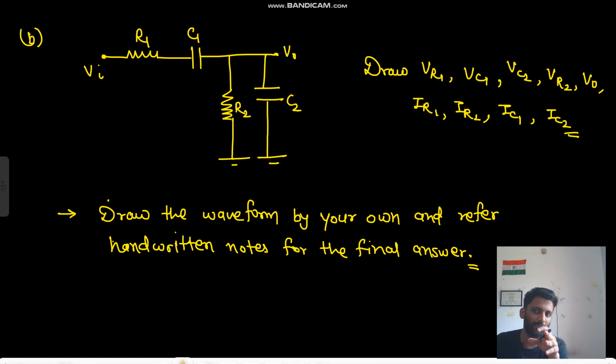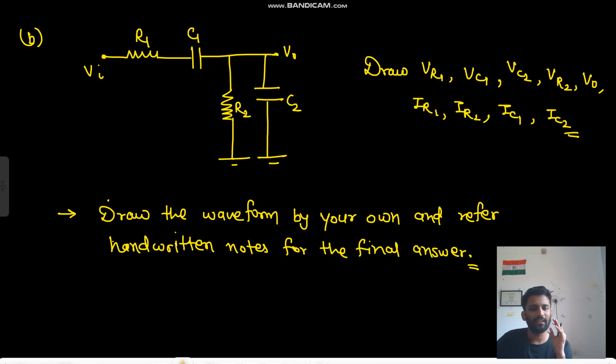Initially the current IR1 is 5 by R1 and IR2 current is 0. By that you have to do the analysis, and then you need to draw the waveform. In the handwritten notes, I have given the answer. I can't do the complete analysis here. In the handwritten notes, I have given the waveforms VR1, VC1, VC2, VR2, V0, IR1, IR2, IC1, IC2. From there, you can check your answer. First, you should try drawing the waveform on your own and do the complete analysis.